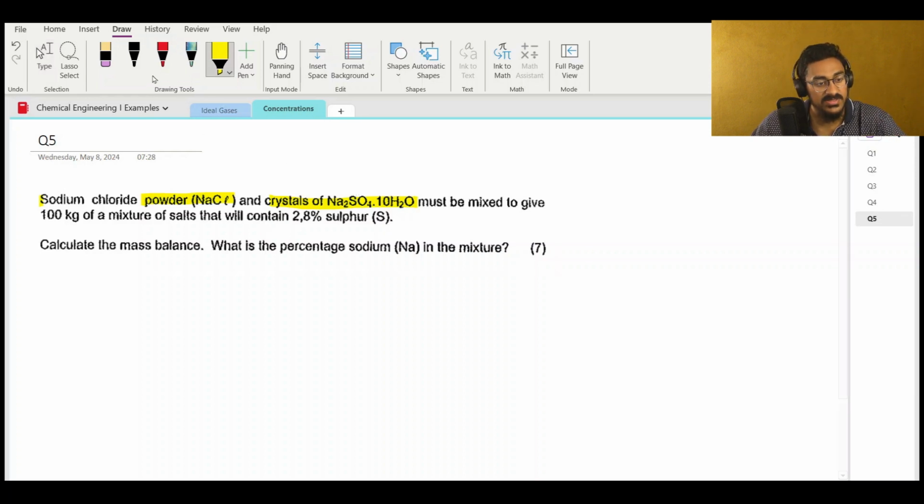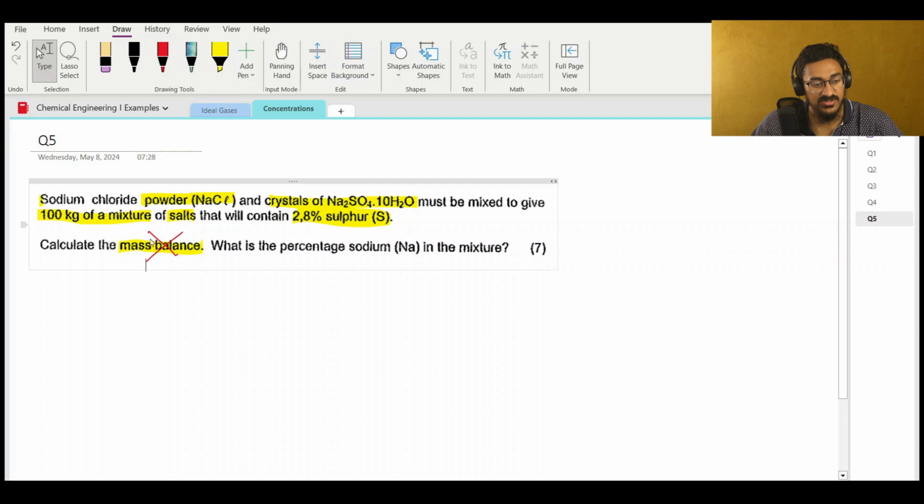And it must be mixed to give you a 100 kilogram mixture of salts that will contain 2.8% sulfur. All right? And they say to you, calculate the mass balance. I mean, that's a super vague expression, so don't worry about it. But basically what they want you to find is what percentage of sodium is in the mixture. And you can see it's for 7 marks. So we expect to do a bit of work.